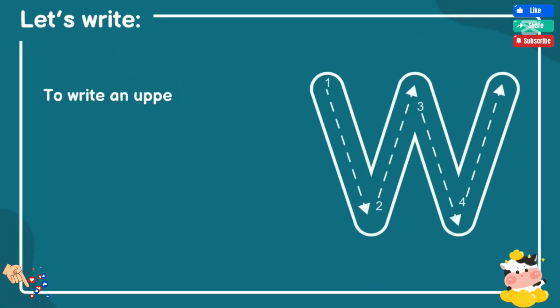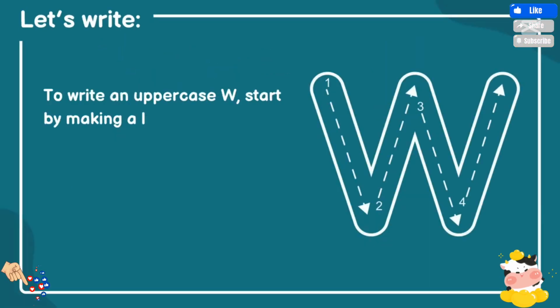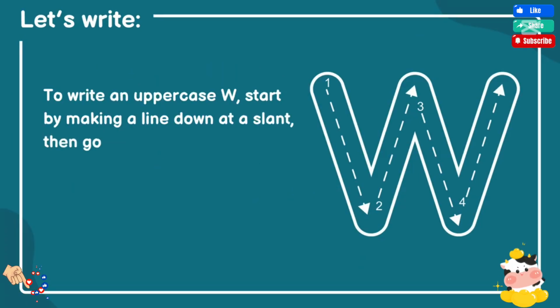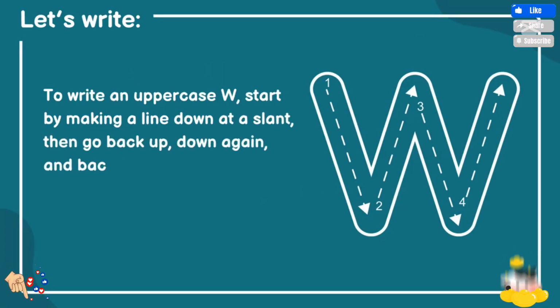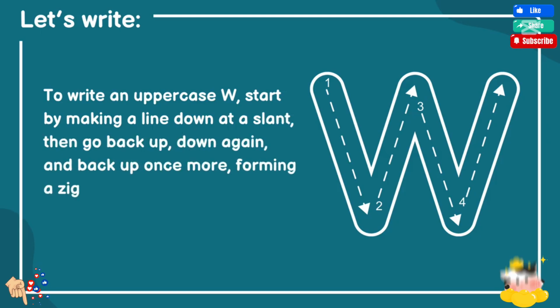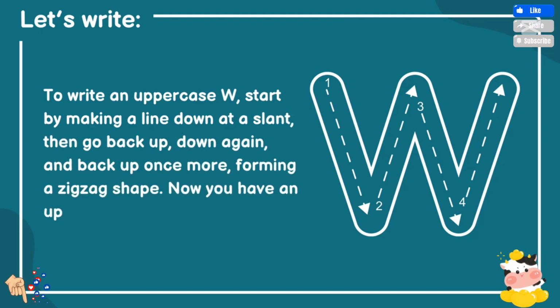To write an uppercase W, start by making a line down at a slant, then go back up, down again, and back up once more, forming a zigzag shape. Now you have an uppercase W.